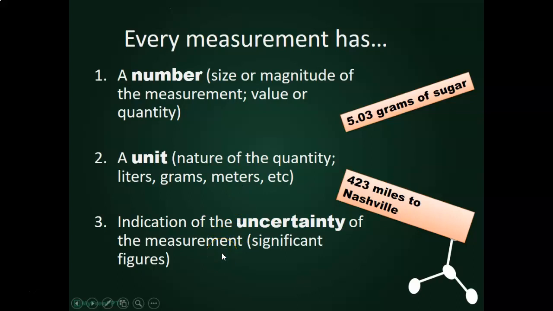And then there's an indication of the uncertainty of the measurement, and that's going to have to do with the place values or the significant figures, and we're going to get to that in a different unit. But all three things are going to be represented when you see a measurement of some kind. 1 teaspoon of sugar, or 3.2 meters in length.